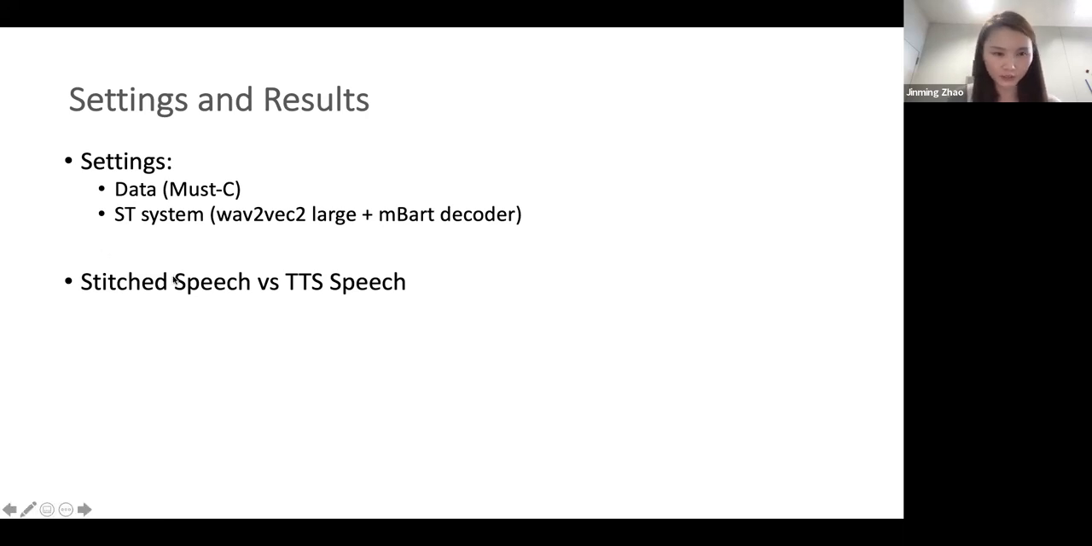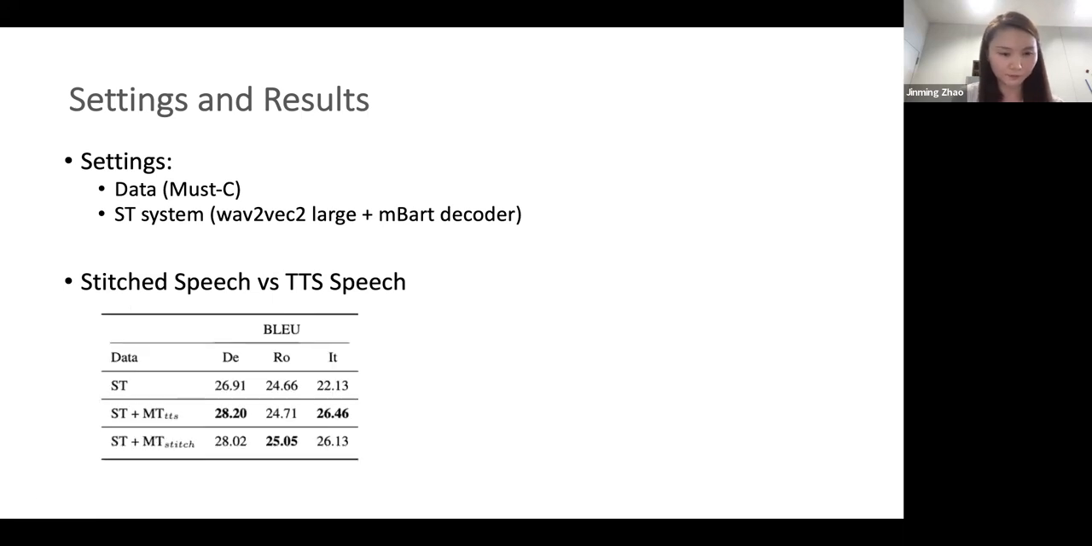Okay. So in terms of our results, we first compare our stitched speech versus TTS-generated speech. And here are the results. This row refers to the setting where we use a TTS system to convert MT data to ST data. And this row refers to the setting where we use SpokenVocab to do the conversion. And these are the results. You can see that our stitched speech works well, just as the TTS-generated speech.